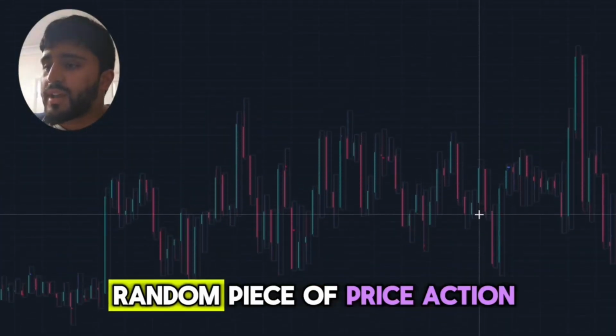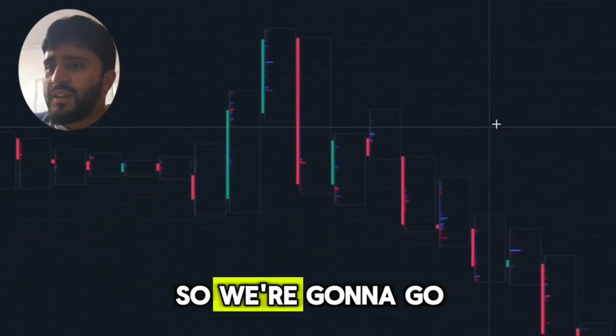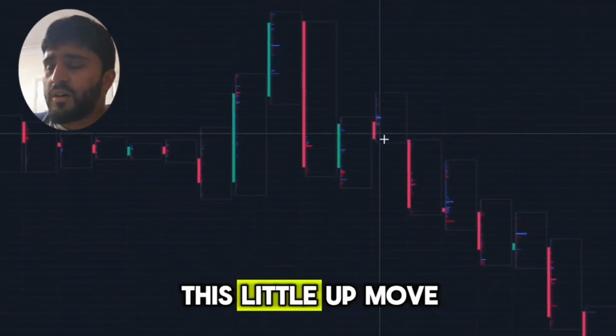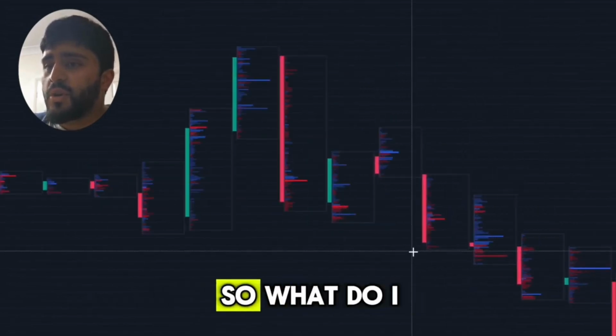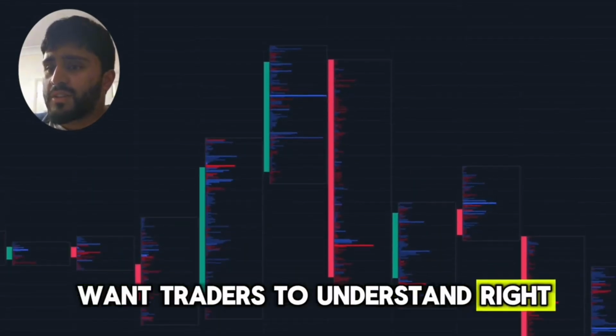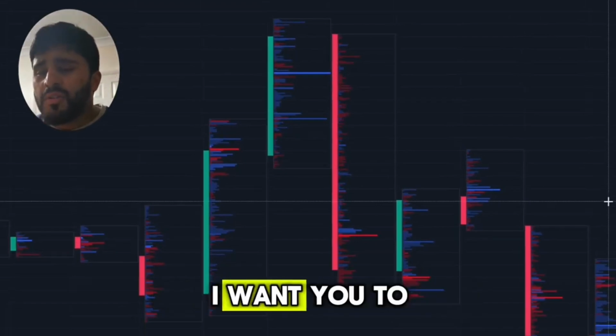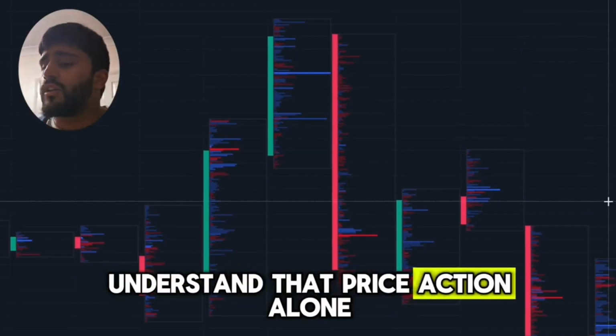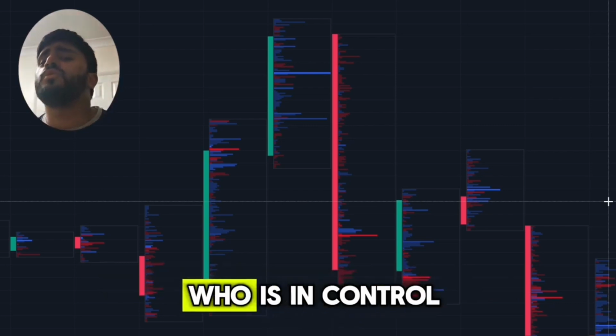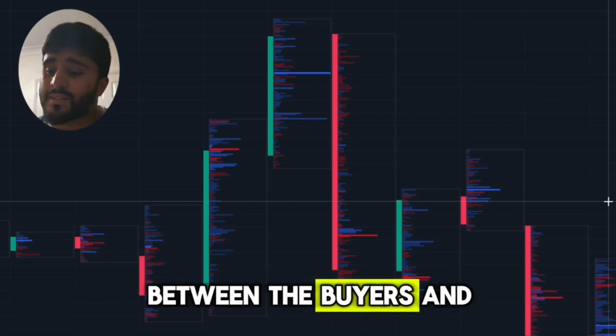We're going to choose a random piece of price action. So we're going to go through this little up move before the down move over here, right? So what do I want traders to understand? Before we dive in completely into the candles, I want you to understand that price action alone will not tell you who is in control between the buyers and the sellers.